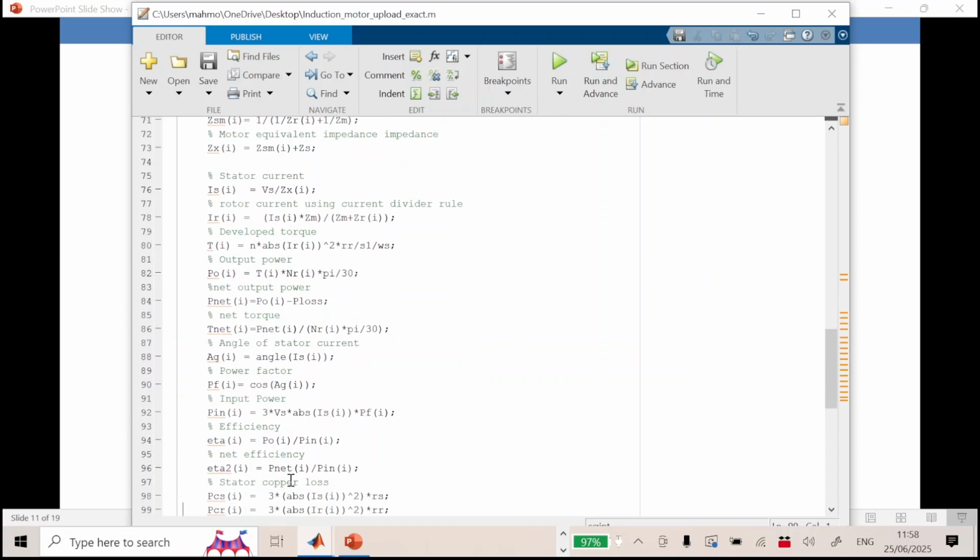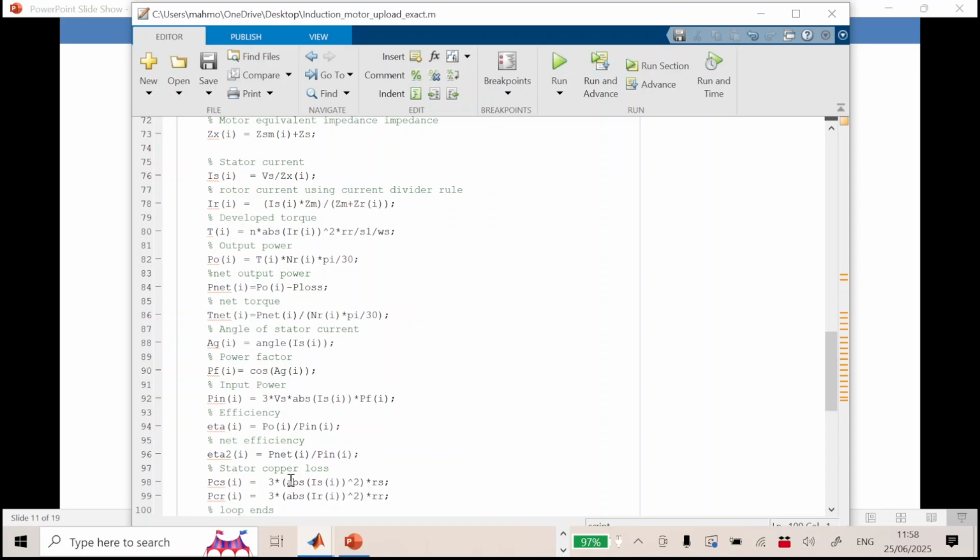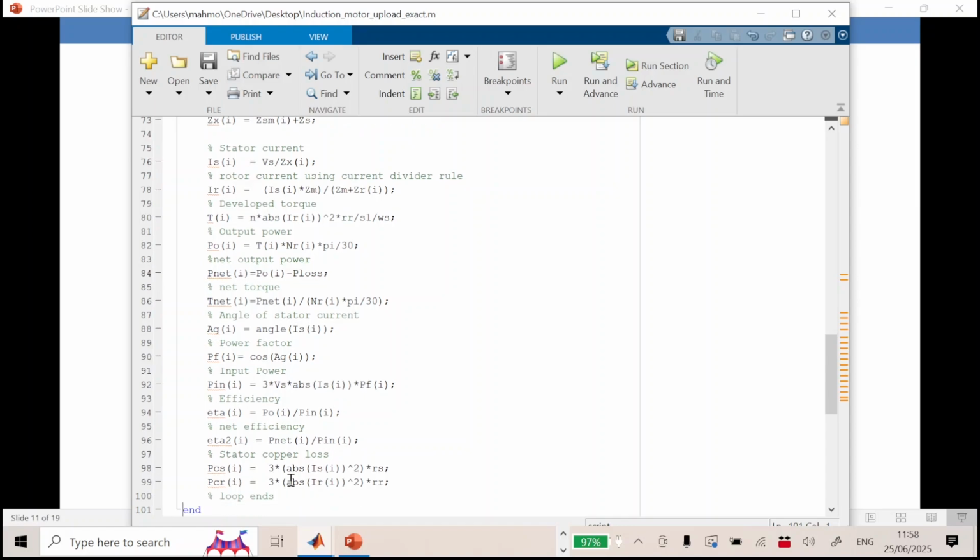Now we can calculate the efficiency, the net efficiency and the efficiency from the developed power. The efficiency is the power output over the power input for a specific slip, or the net power over the input power for a specific slip. Also, if you like, you can calculate the stator copper loss, 3 I stator squared R stator, and the rotor copper loss, 3 I rotor squared R rotor. So the loop ends here.